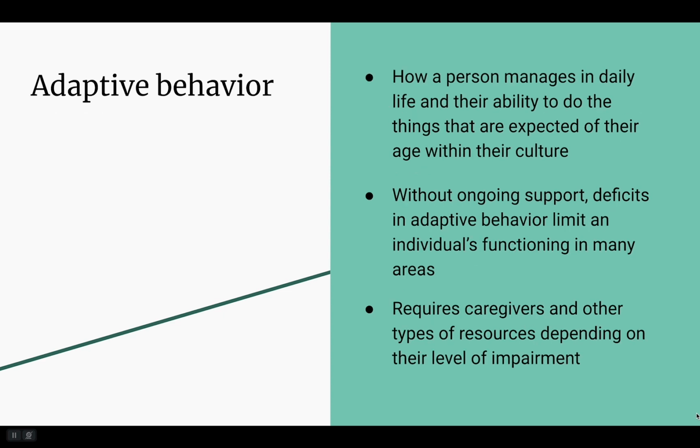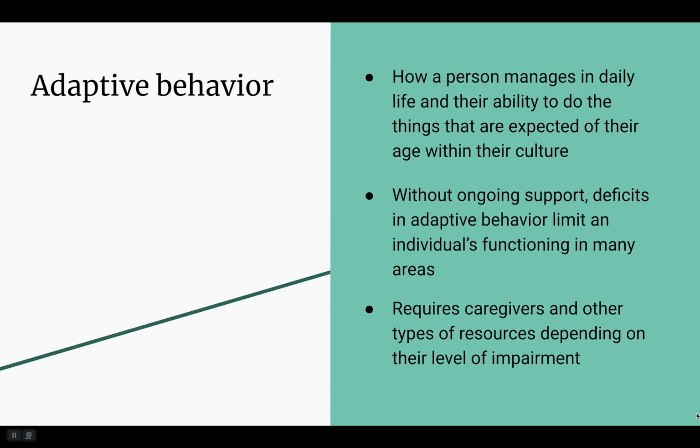Adaptive behavior is much more about how a person manages in daily life and their ability to do the things that are expected of their age within their culture. Without ongoing support, deficits in adaptive behavior limit an individual's functioning in many areas such as communication, social participation, and independent living at home, school, work, or in the community.